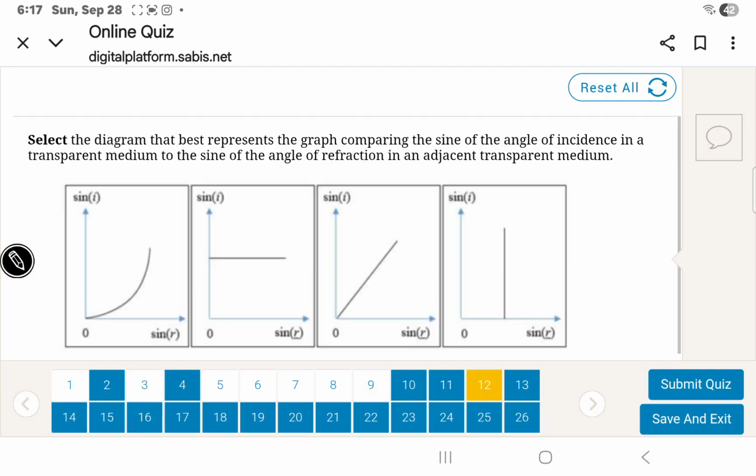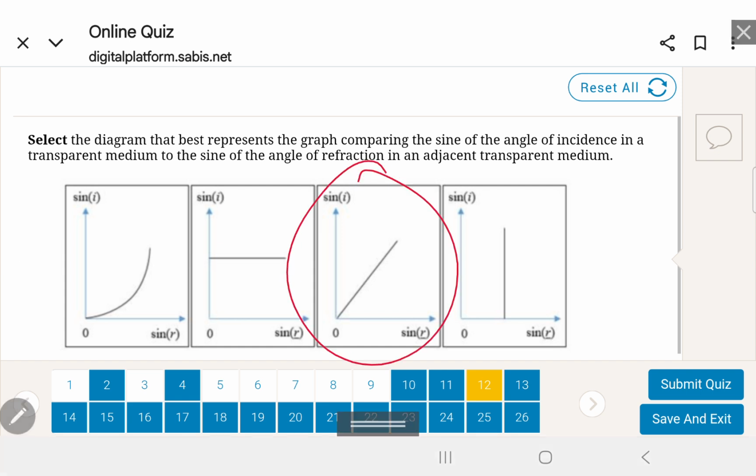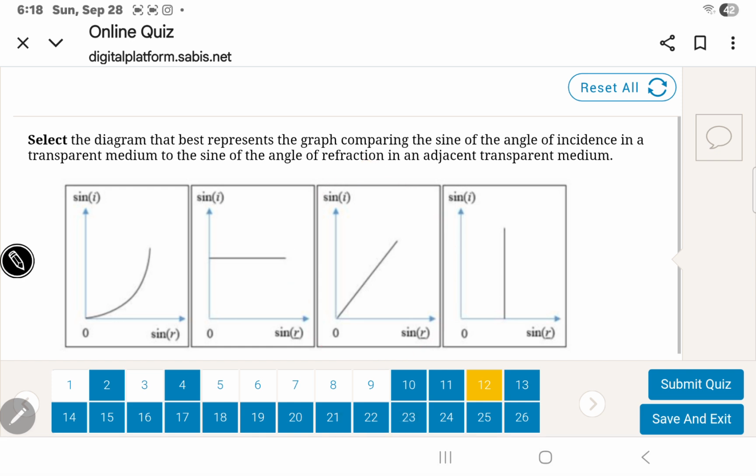Select the diagram that best represents the graph comparing the sine of the angle of incidence in the transparent medium to the sine of angle of refraction in the adjacent transparent medium. So here the sine i over sine r must be constant, so you have to choose this option, because the slope is the refractive index. The slope here is constant.